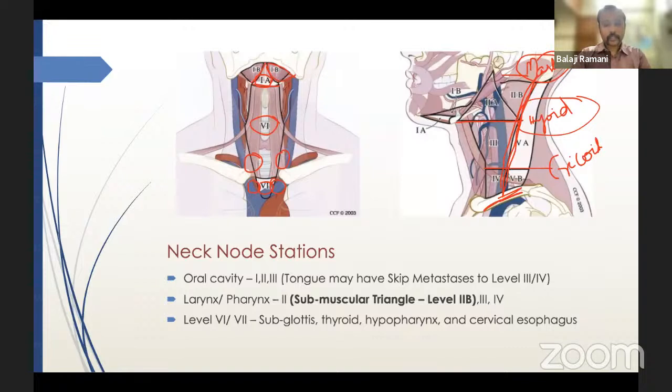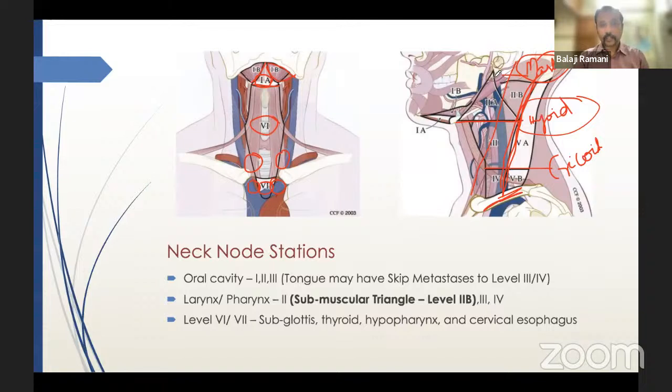So what does it mean? All nodes deep to SCM are the anterior nodes. You can see here, this is the muscle, this is the anterior border, this is the posterior border. So all the nodes will be coming under level 2, 3, 4 only. They will not go to level 5. Are you clear with regard to this?